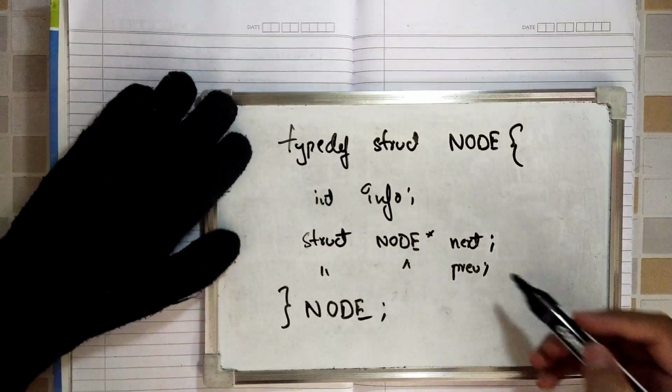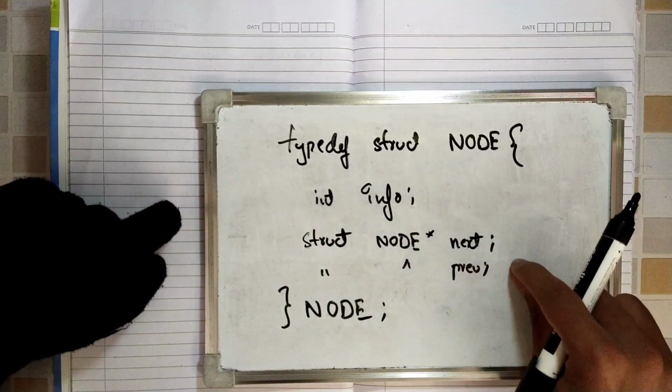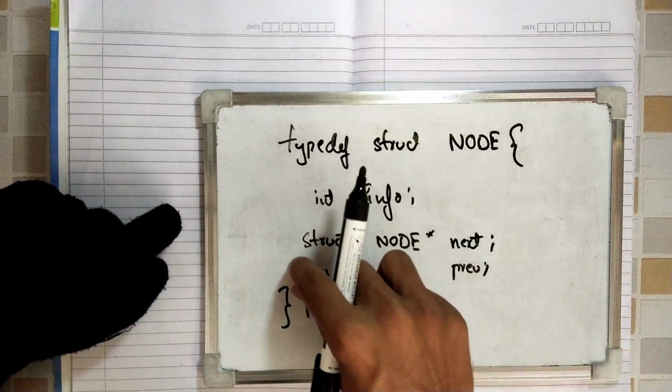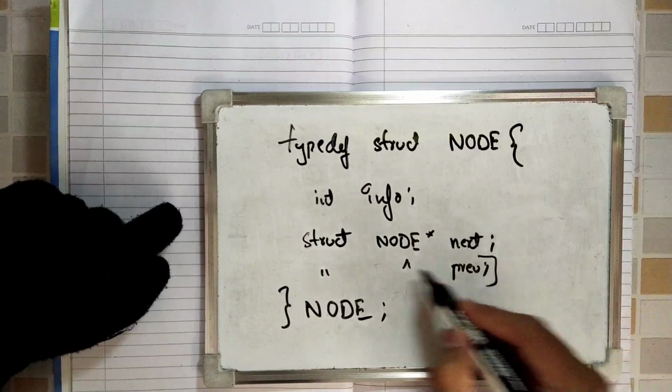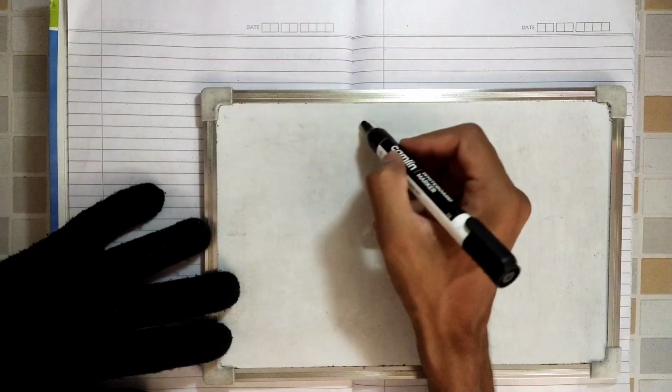So this is your two fields here. See, if you remove this part, it is the same as your single linked list. If you add this one line, then it becomes a double linked list. Now let us see insertion, deletion, and this. So first of all, creating a node.